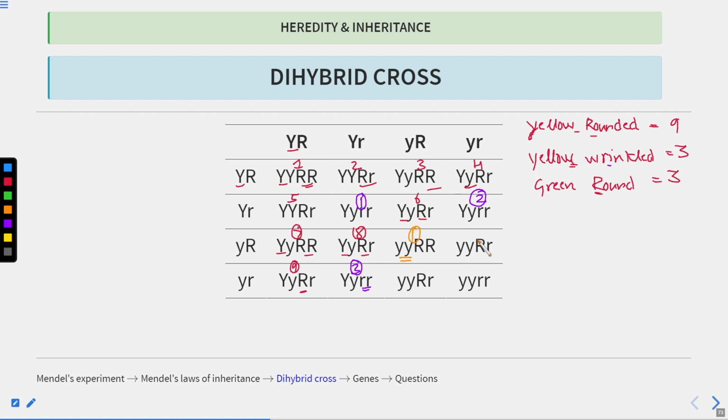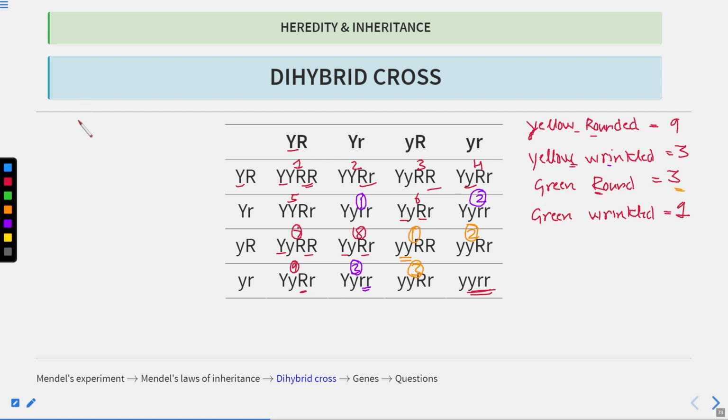So this is the first one. This is also the second, green and round. And then this is also green and round. So 3. Now the last one is green and wrinkled, which is 1. Means this one. Both the genes, or all the alleles, should be in the recessive condition. Then you will get the small y, small r.